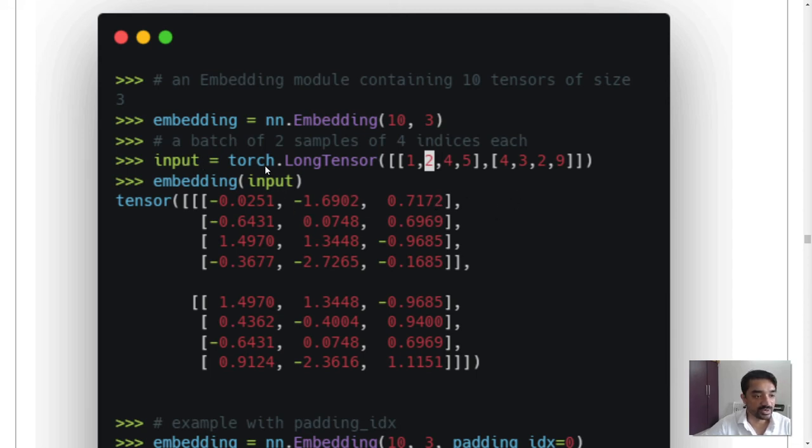We have this input now. Input is defined as a torch LongTensor. We have 1, 2, 4, 3 and 4, 3, 5, 2. Now how many dimensions are these? This is one dimension and the second bracket is the second dimension. We are sending a 2D tensor inside, so we focus on the first vector only. Now we have this one going inside the embedding. This is what is going inside, right?